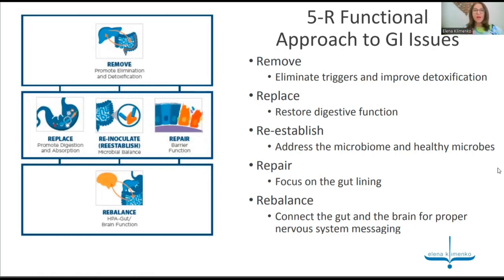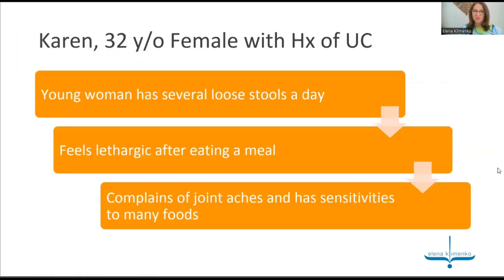We reestablish a healthy microbiome with probiotics, prebiotics, and postbiotics, all those nutritional factors that are so important to cultivate a healthy microbiome. Then, of course, we want to repair and focus on the gut lining and provide nutrients that can repair the gut. And, of course, rebalance and pay attention to the gut-brain connection, because if we're stressed out, if we're not sleeping, that reflects on gut health. So this rebalancing component is extremely, extremely important.